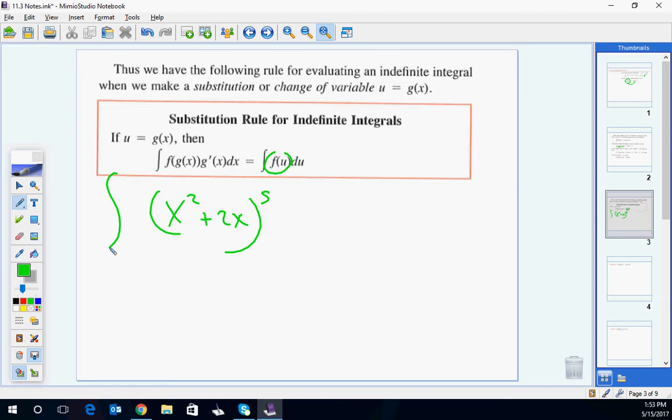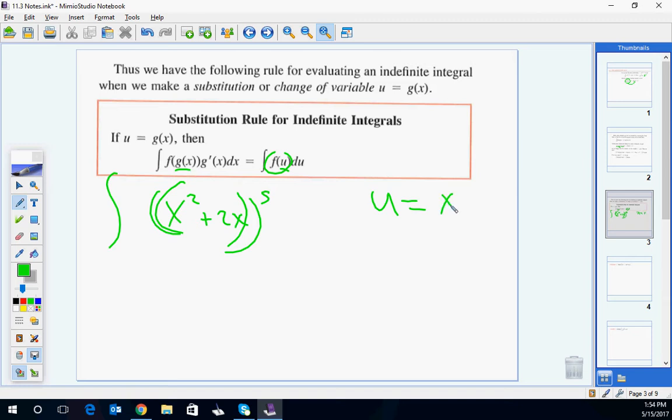So if you're wondering what they are talking about, we're calling this our g of x. That's the thing we're going to sub. So what you'll do is you'll come over here, and I'm going to do this in a second. You'll identify what is u. So u in this case is x squared plus 2x. That's the thing I'm subbing out for right now.